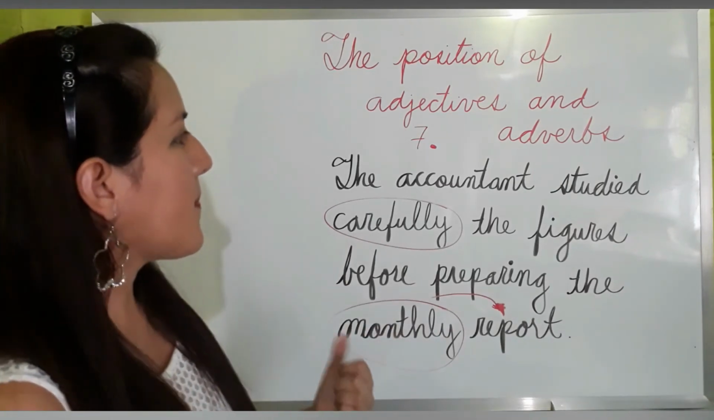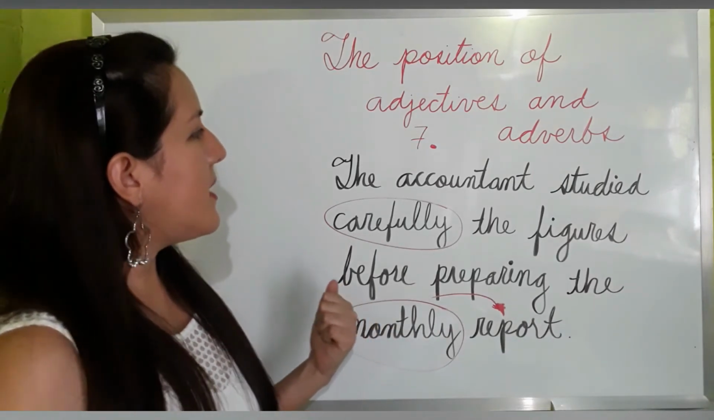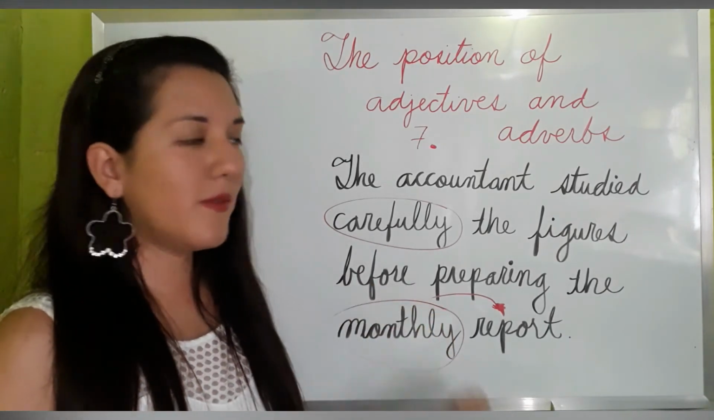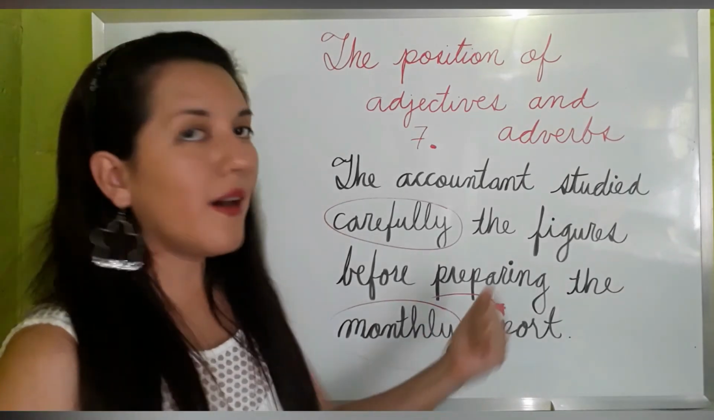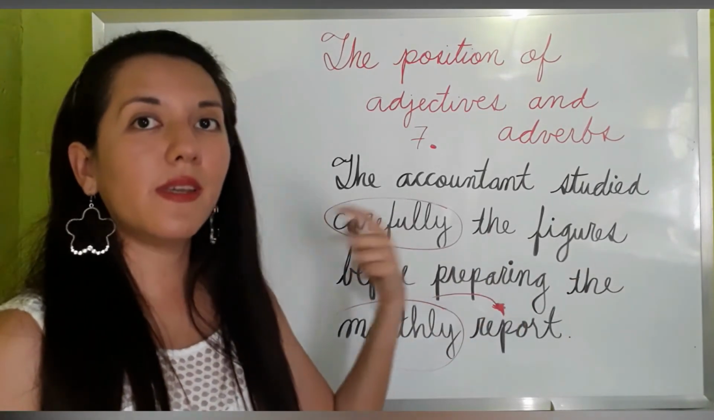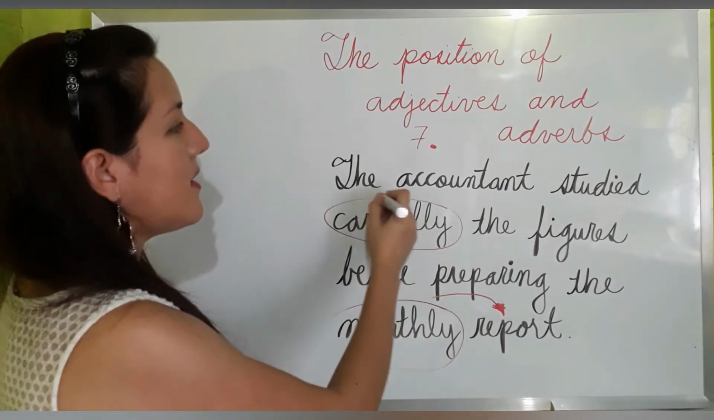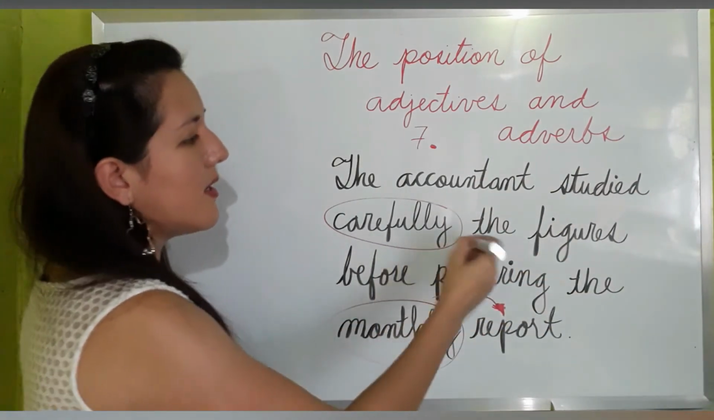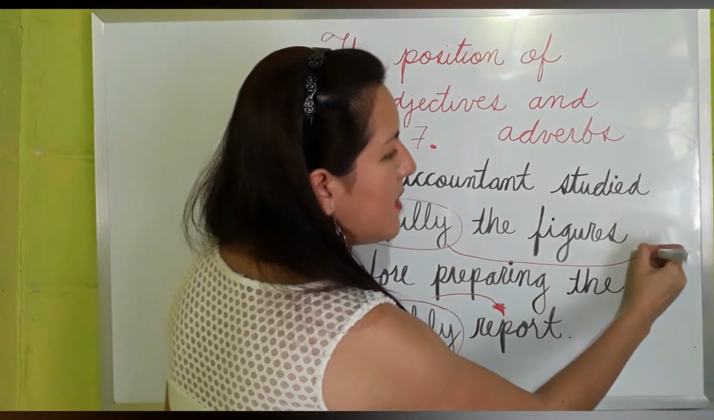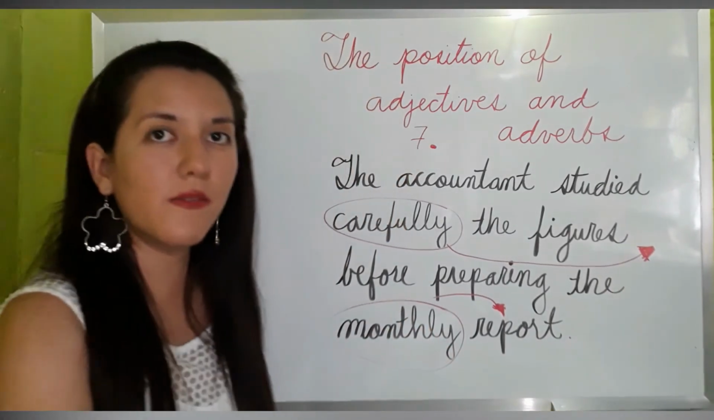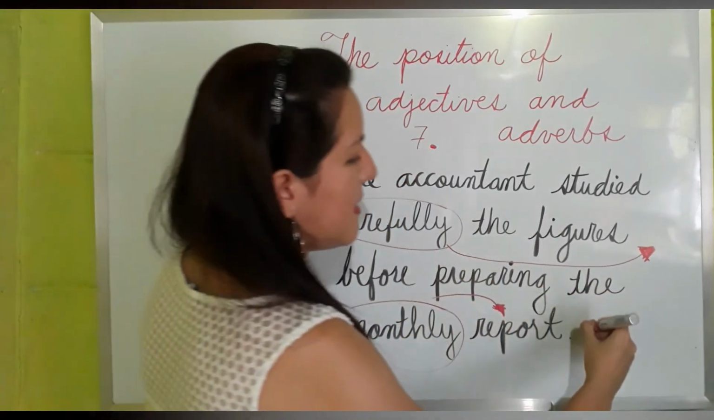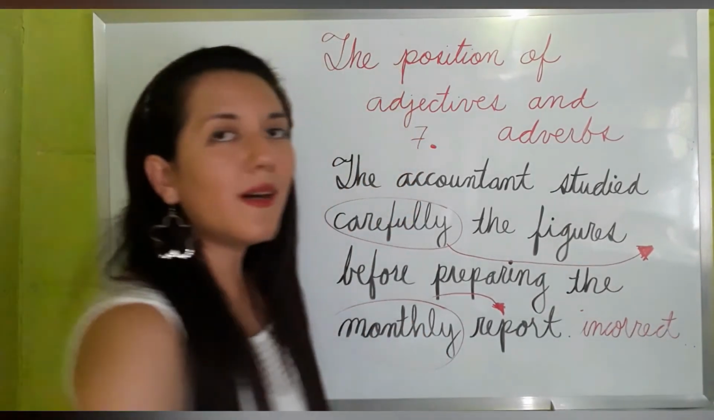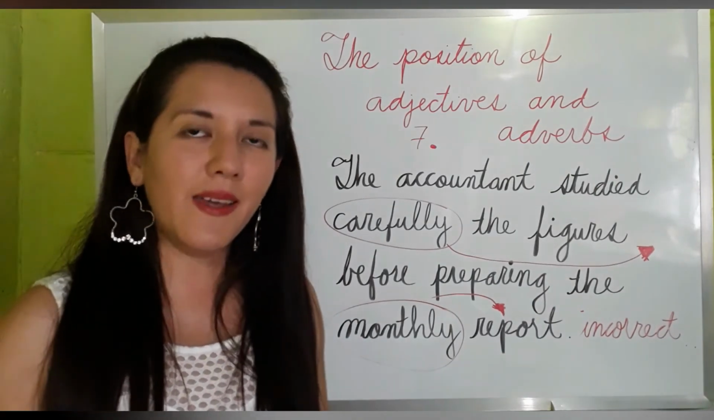Now what about carefully? So we have the same issue here with adverbs. Okay, they have to be after the object that the verb is also describing. So here we say the accountant studied the figures carefully. So carefully needs to be here after the object of the verb. Alright, so in this case the sentence is incorrect. This one. Okay, so now please do the rest of the exercises by yourselves.